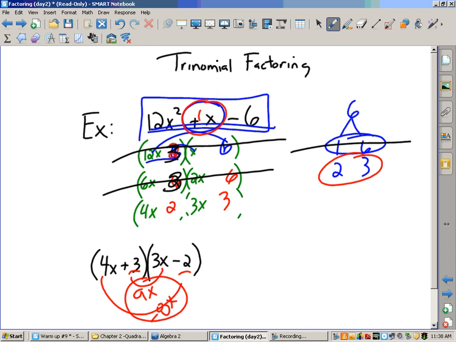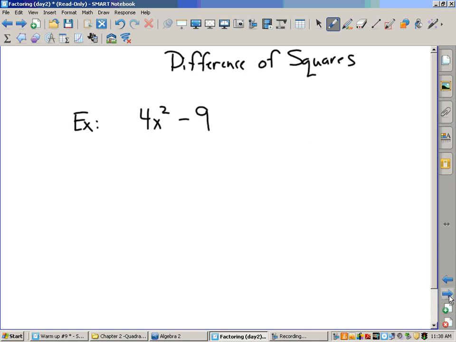If you made it through advanced geometry, you need to be good at this. We did that probably on an every other day basis last year. We talked about this one quick on Friday: a squared minus b squared, where a and b are both perfect squares. They factor down to a minus b and a plus b.